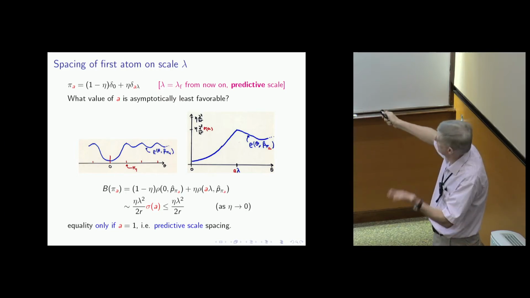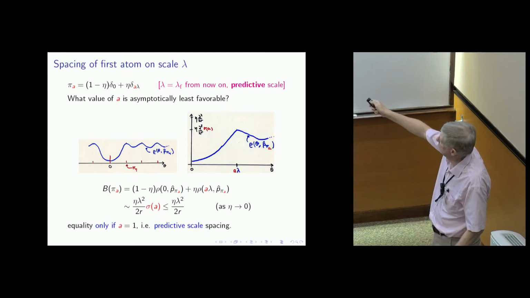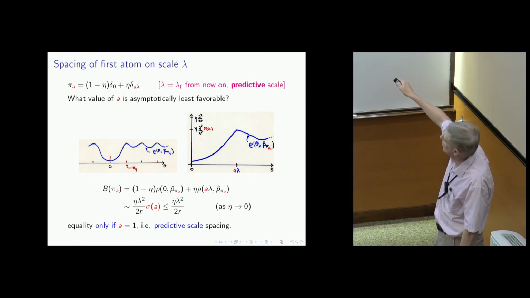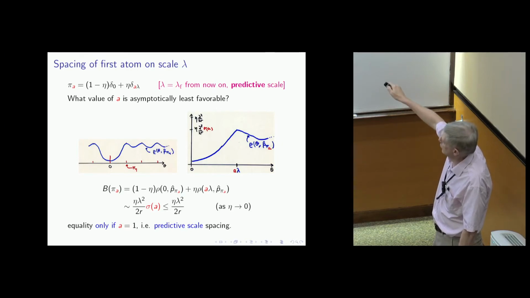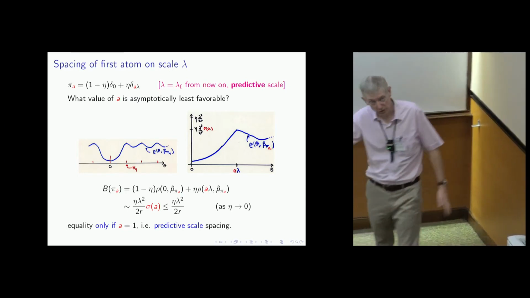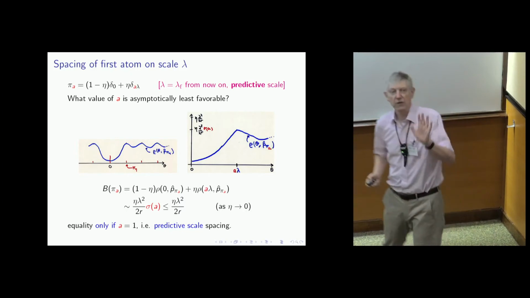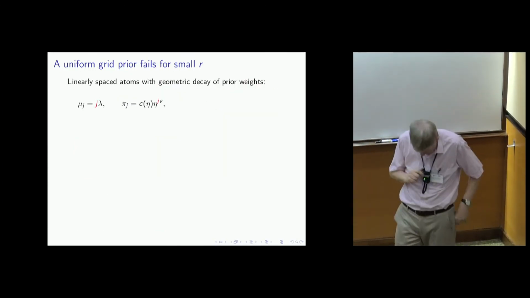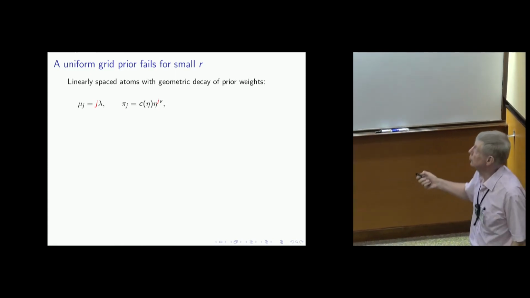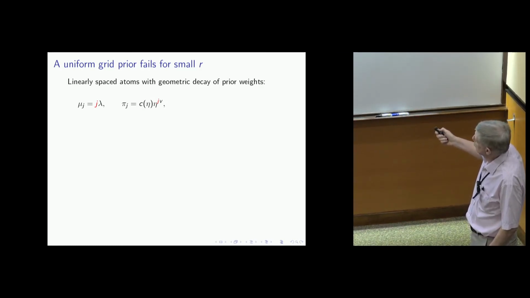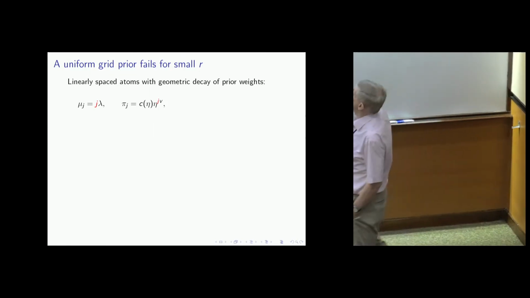One can evaluate that, and it's some function of this spacing A. The only time that this function sigma A, which I haven't written explicitly, gets up to the level that we need for minimaxity is if A is equal to 1. So that justifies the notion that we should be working on this predictive scale, and that the spacing of the first atom should be at lambda f, the predictive scale, and not the estimative scale. But that's only the first atom, so what happens after that? We're trying to make things simple, so it's reasonable to try to use a uniformly spaced grid with spacing lambda f, and to use a geometrically decaying set of prior weights.